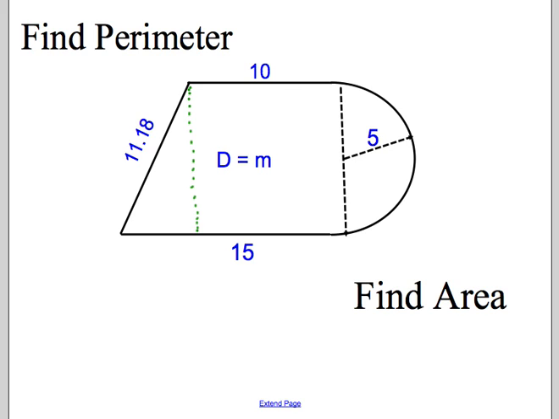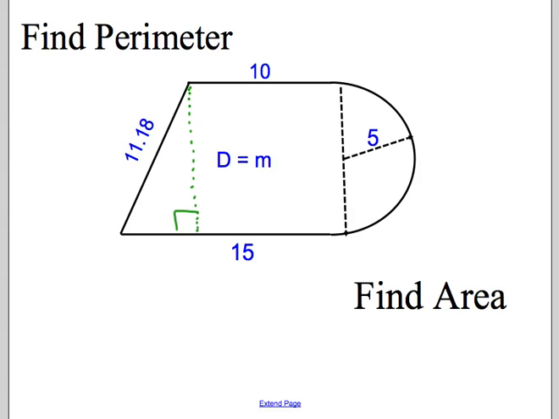So I have a triangle, I have a rectangle, and I have a semicircle. Let's find the area of the triangle first. Kennedy, on a triangle, how do you determine the base and the height? What determines base and height? Where the right angle is. Very good. So the right angle, whenever I draw this, is at this point right here. So it'd be 15 and 11.